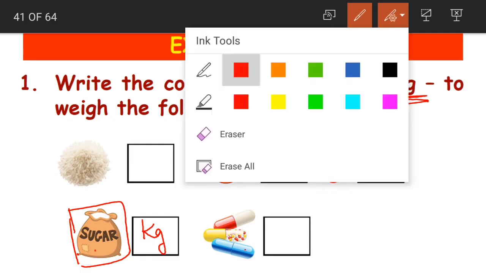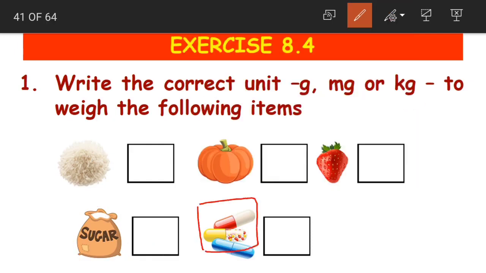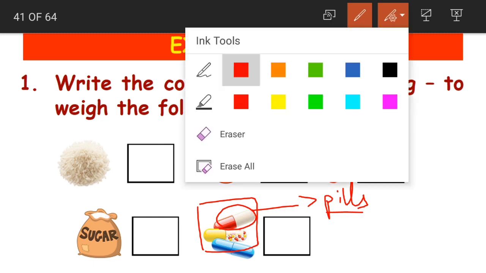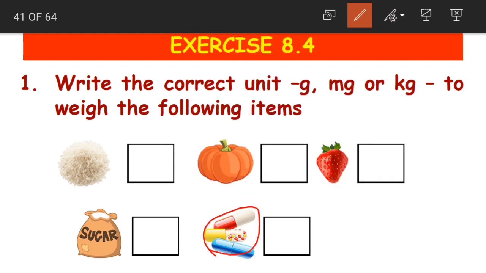And lastly we are having few medicines children, pills. Yes, if you observe the weight of the medicines, it will be very small. Medicines are very light, right? Even if you take 10 or 20 tablets or pills together, they'll be very light in weight. So what is the unit that we use for measuring these light medicines? Mg. Yes, mg is nothing but our milligrams.